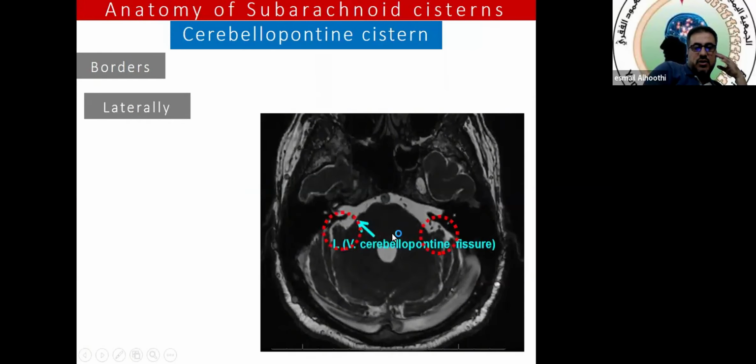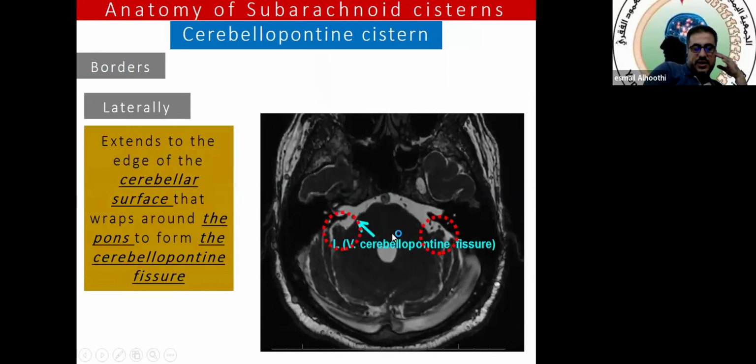The lateral border of the cerebellopontine cistern is the cerebellar surface that wraps around the pons from the cerebellopontine fissure. So this part of the cerebellum which forms the cerebellopontine fissure makes the lateral border of the cerebellopontine cistern.